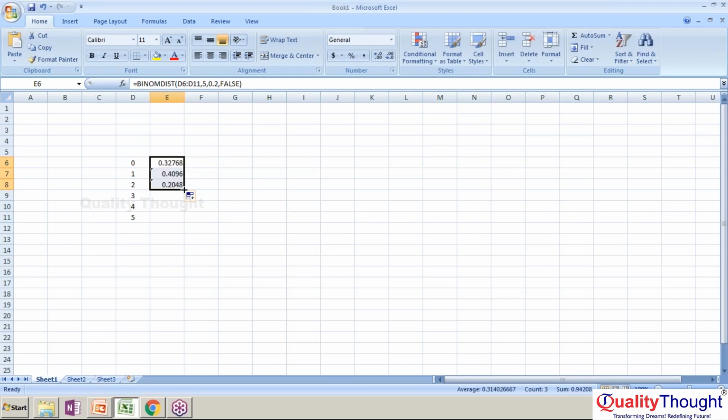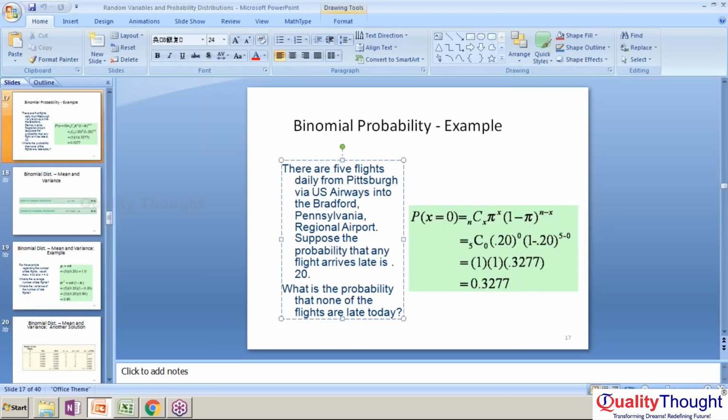Is this good? But how do you understand whether all this is right or wrong? Let me see if there is any cumulative here. For cumulative there is a separate example. We can try that example, okay?